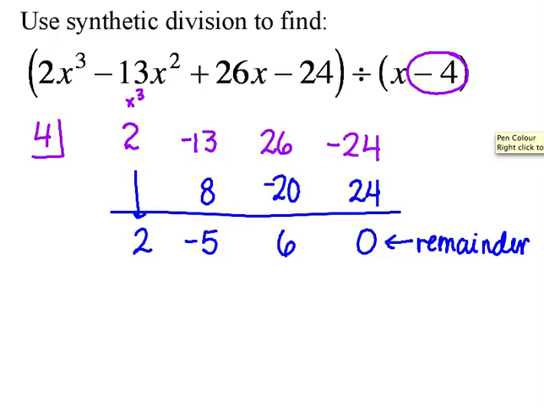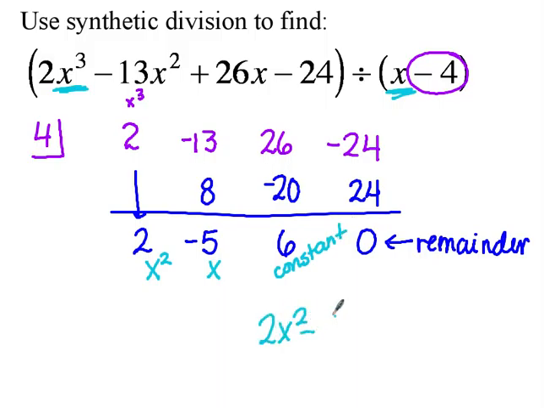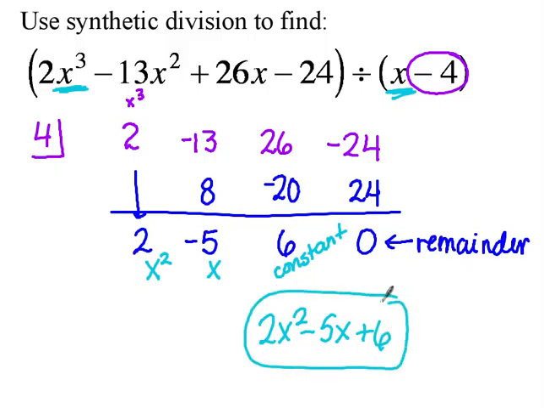Now the question is, what does the 2, negative 5, and the 6 mean? Well, I go up here to the start. X cubed divided by x. If you divide those two, what do you get? X squared. So this is your x squared, this is your x, and this is your constant. So my answer will be 2x squared minus 5x plus 6. Okay? So it doesn't take up near the room that the long division problem did. It's going to be fairly quick.